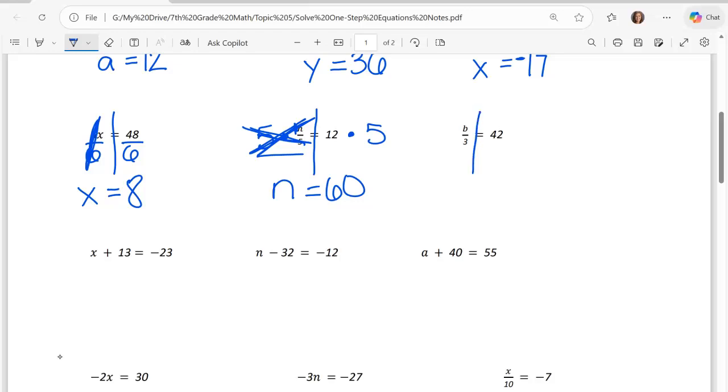Let's try that again. So draw our line. A fraction means division. The opposite of division is multiplication. We show multiplication with a dot. We're going to multiply both sides by the number I want to get rid of, 3. We cross out the 3's because they cancel out. B is equal to 42 times 3. Try not to use your calculator. 3 times 2 is 6, and 3 times 4 is 12. So B is equal to 126.